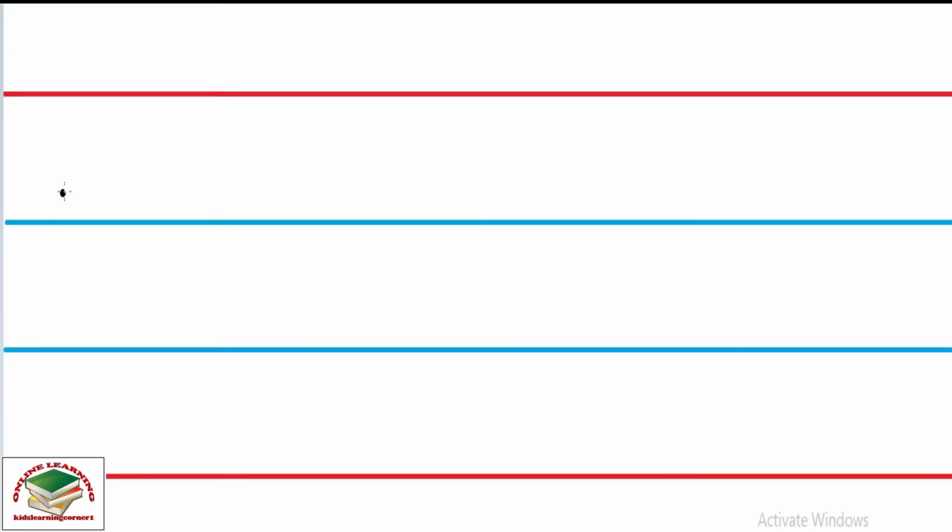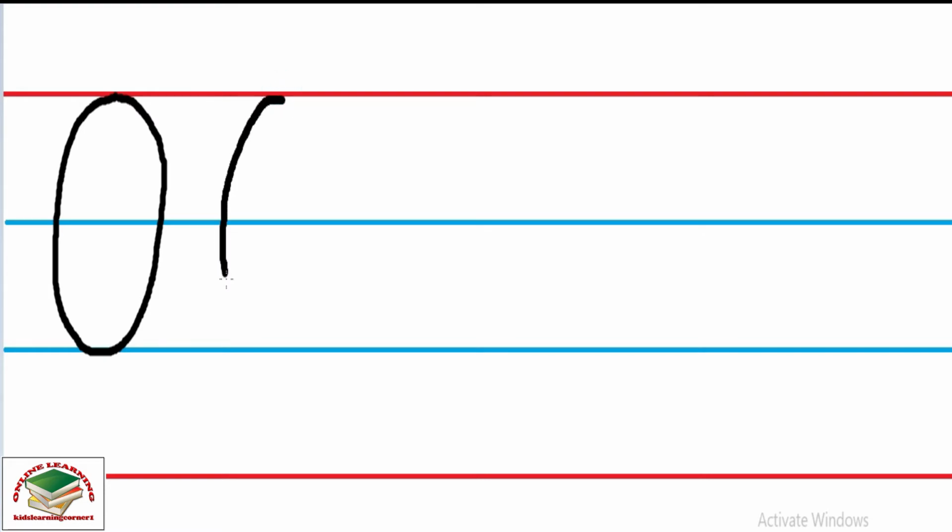In this video, I'll show you how to write letter O. Normally, we write letter O like this within 3 lines. Okay, this is normal O. Now, there is a small difference between normal O and cursive O. Let us see what is the difference.